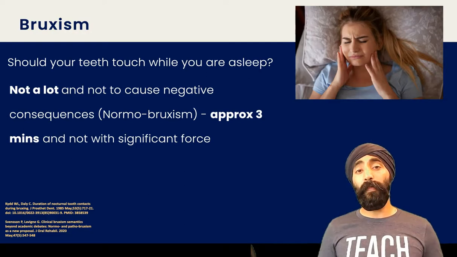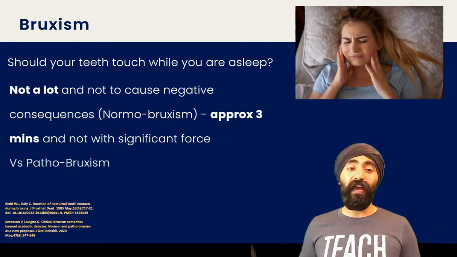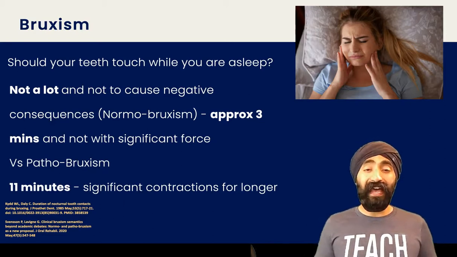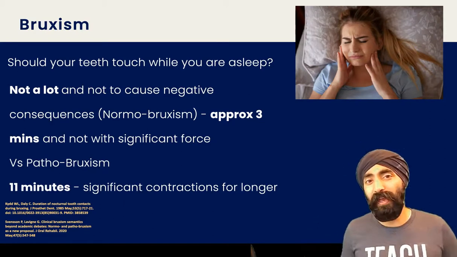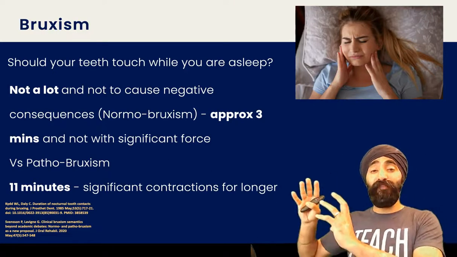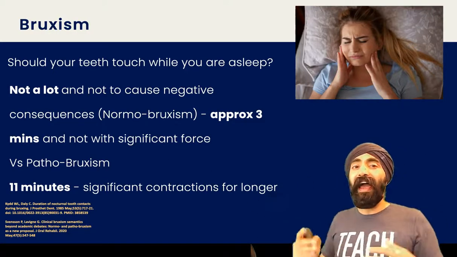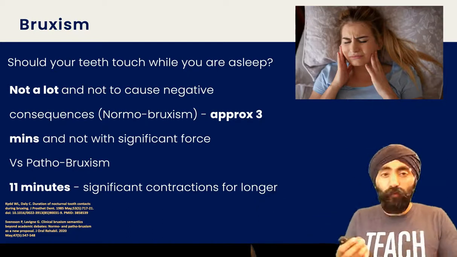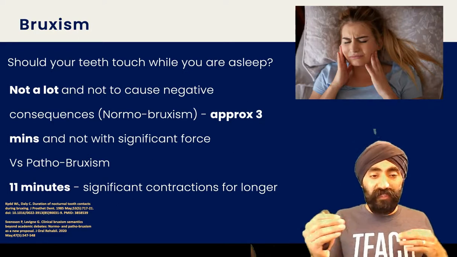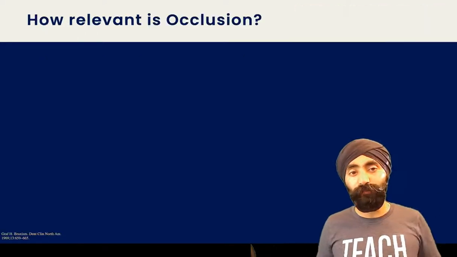But then some patients, okay, who are pathobruxists, they might be grinding and clenching for 11 minutes, and the contractions that they're able to make are much higher. So you can see a difference between those patients that we see who have the worst effects of bruxism, and then the average patient who's got maybe a little bit of wear and they're not suffering, they're not breaking their restorations left, right, and center. So there is a difference between these two populations.